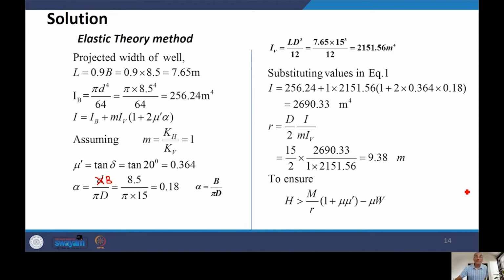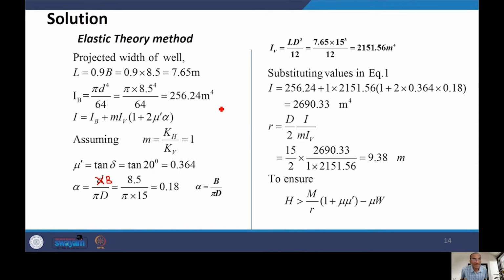Here, we have the projected width of the well, L, which is 0.9 times B, where B is the width of the well. This is 8.5, so you get the value of L as 7.665. Then the moment of inertia, IB, is calculated using the relation pi d^4 over 64. Once you put in the numbers, you get 56.2.